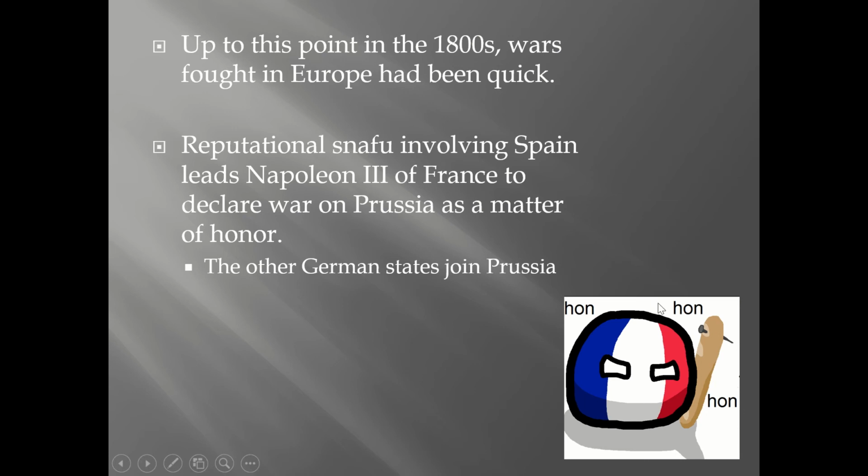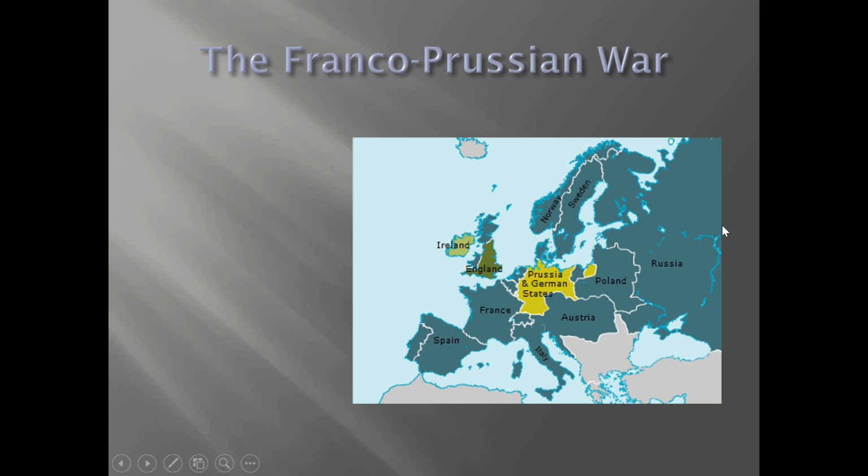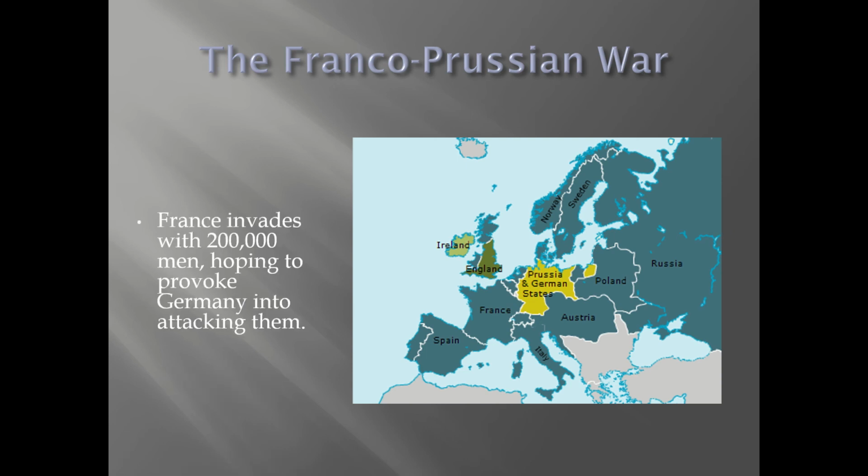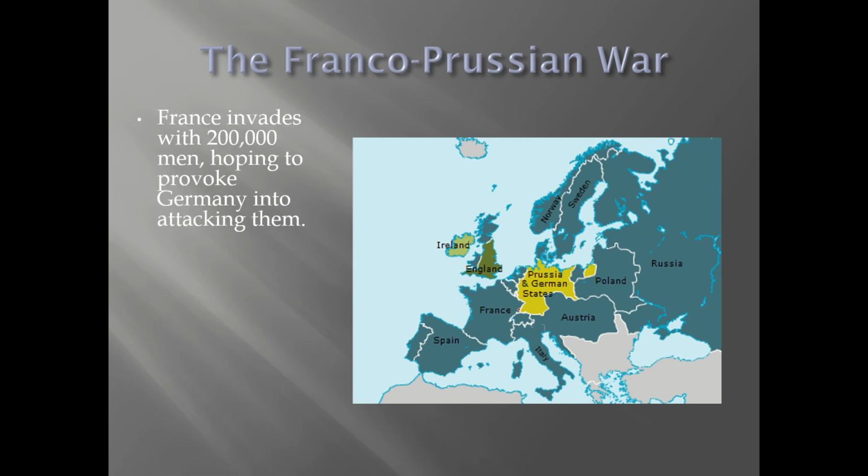So this is my France with a baguette with a nail in it there, right? It says no, no, no, right? Okay. So the Franco-Prussian War, here's what happens. France invades with about 200,000 men, just popping over the border right there, okay? This is just a little invasionary force. I mean, 200,000 men is a lot, but not for a full army.